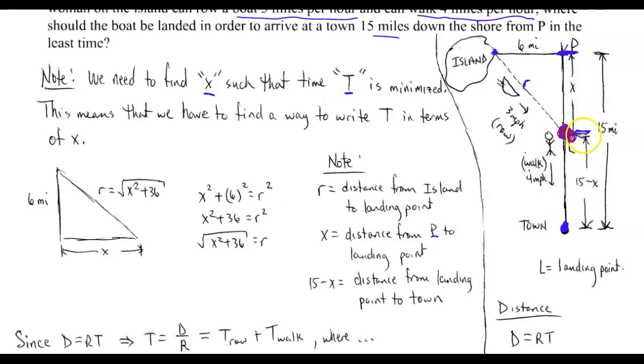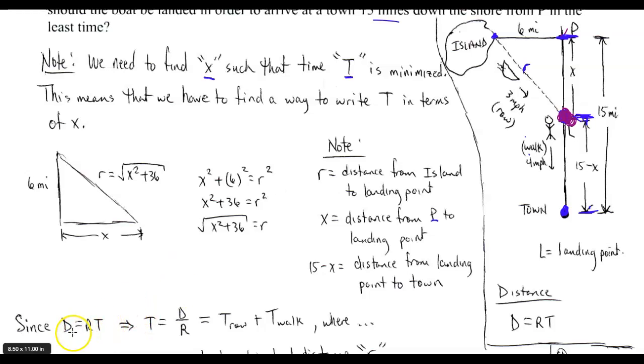And of course, 15 minus X is the remainder of what this is from the landing point on to town. Okay. Now again, distance equals rate times time lets us know that time is equal to distance divided by rate. And so the two rates that we have to help us to characterize this is we know how fast she rows, we know how fast she walks. Okay.